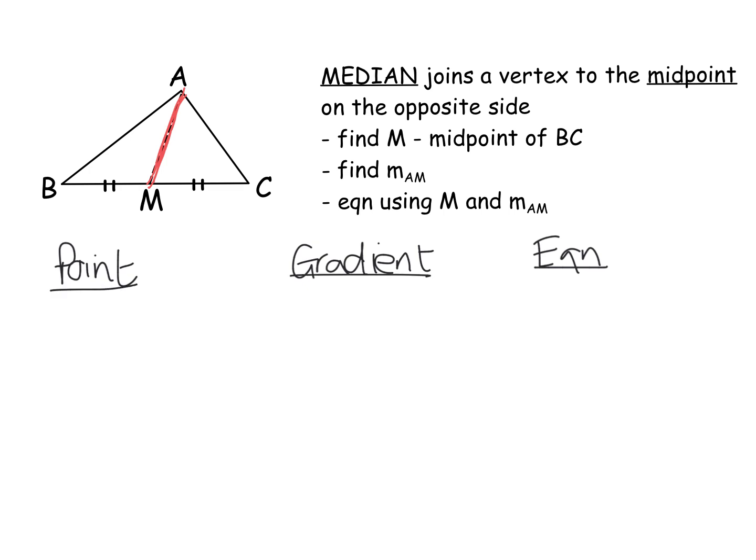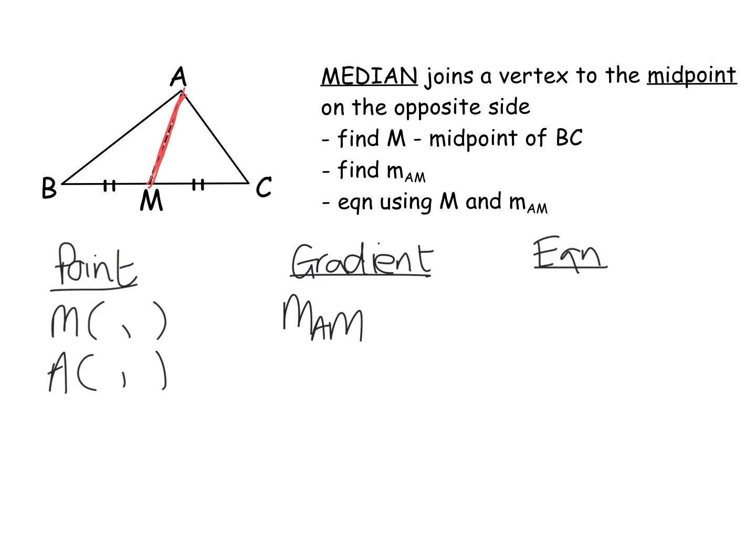So the first thing we're going to do is find a point on it. Now, they would probably give you the coordinates of A, B and C. You would go find the midpoint, so you would find the midpoint M. Now, you could also use the coordinate A as well. So we could use the midpoint or coordinate A because both of them lie on my red line. Then you would find the gradient of the line A to M.